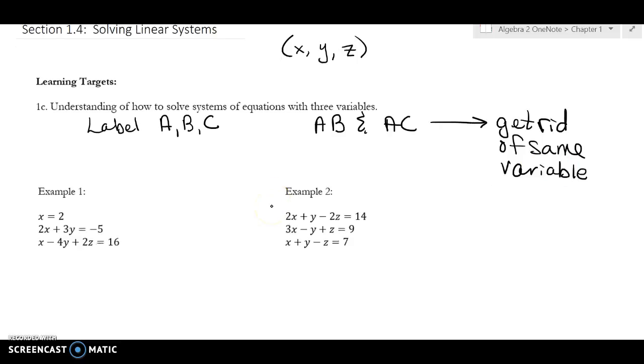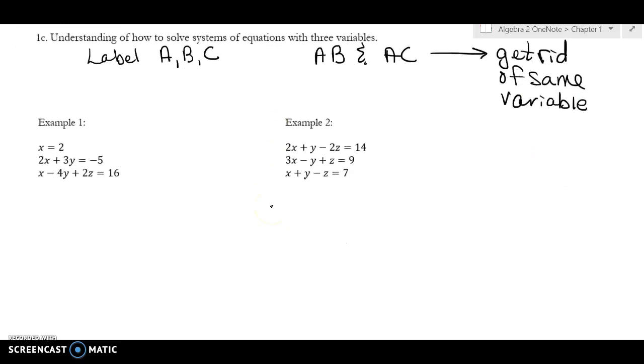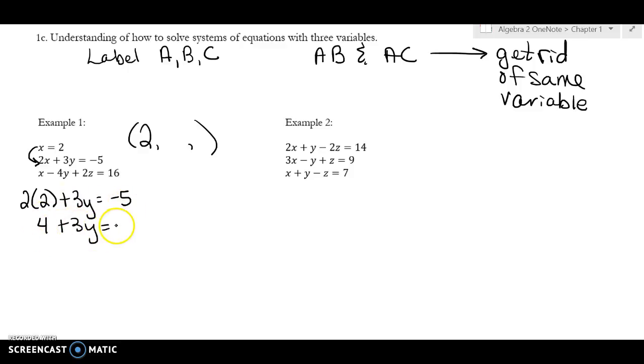All right, so number one's a nice and easy example because I already gave you one of the answers. I gave you x. So I'm going to plug x into the second equation because then I only have to solve for y. So I get 4 plus 3y is negative 5. I subtract 4 on both sides and I get negative 9, so y is negative 3. Now I have two of the answers.